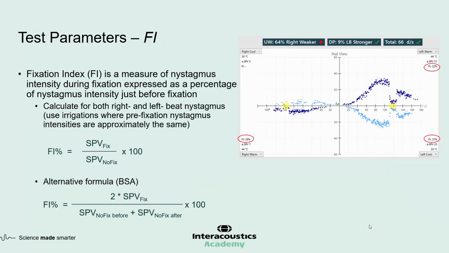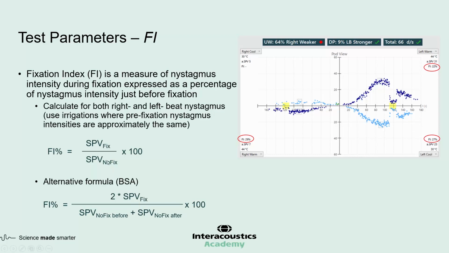The next parameter that we use is the fixation index. Fixation index is a measure of nystagmus intensity during fixation compared to the nystagmus right before fixation. So we need to do this for both right beating and left beating nystagmus because in some cases this fixation suppression is normal for one direction but not normal for the other direction.